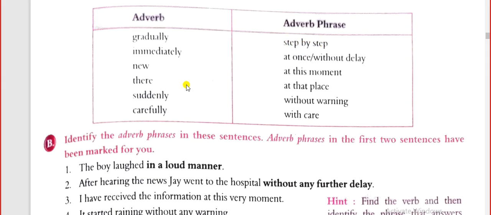You are correct. Okay. So immediately, at once, without delay. Now, at this moment. There, at that place. So these words are the adverbs. And what can be the adverb phrase related to these words? That phrase is written on the other side. That is the adverb phrase वाला box. आप समझ पा रहे हो?